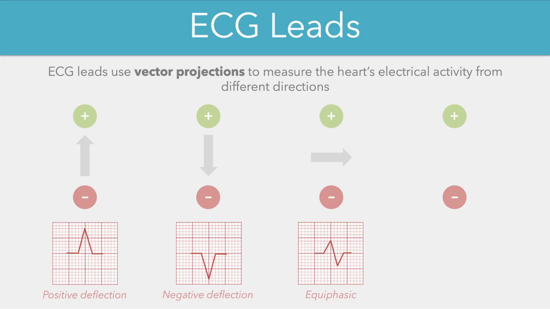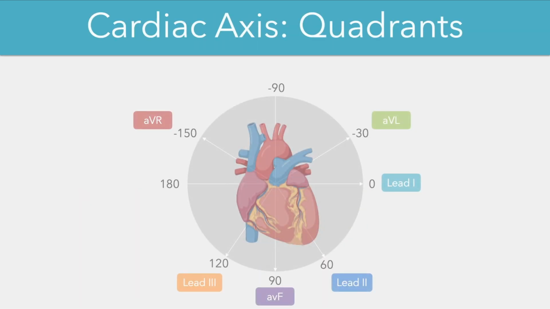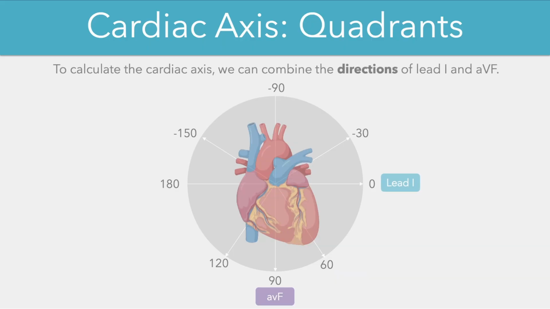Finally, if we have an impulse which is traveling at an angle to a lead, this will be picked up as a positive deflection as it approaches the lead, followed by a negative deflection as it leaves it. Keeping these principles in mind, let's take a look at how we can calculate the cardiac axis by combining different leads together. With the quadrant method, the main leads that we want to take a look at are leads 1 and aVF. If we take a look at lead 1 first, this will essentially tell us if the axis is towards the left or the right.